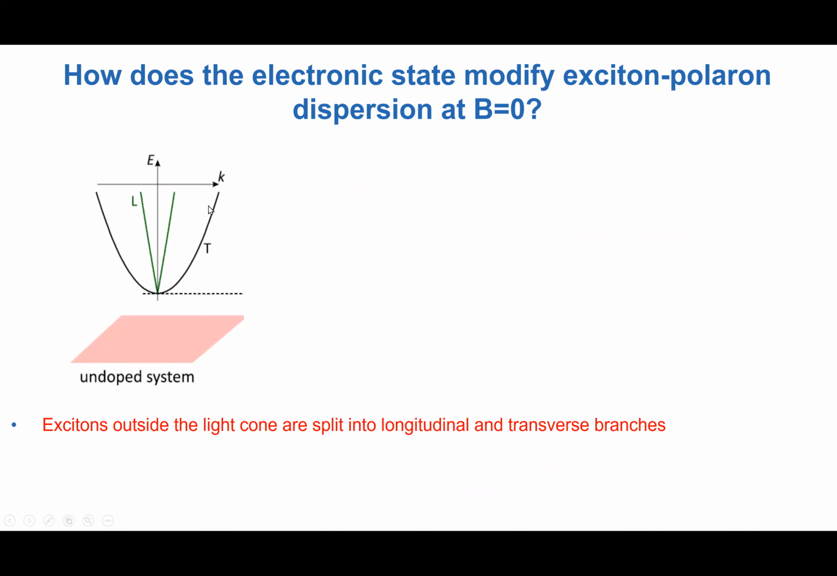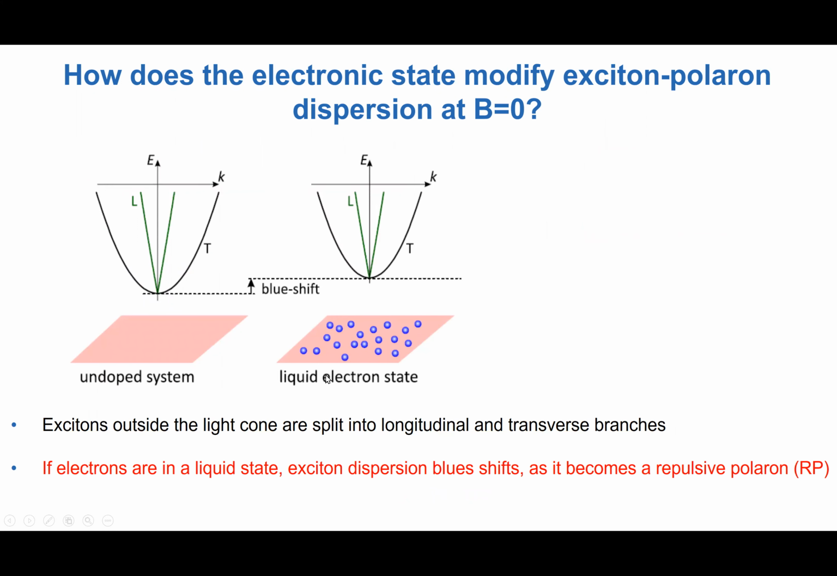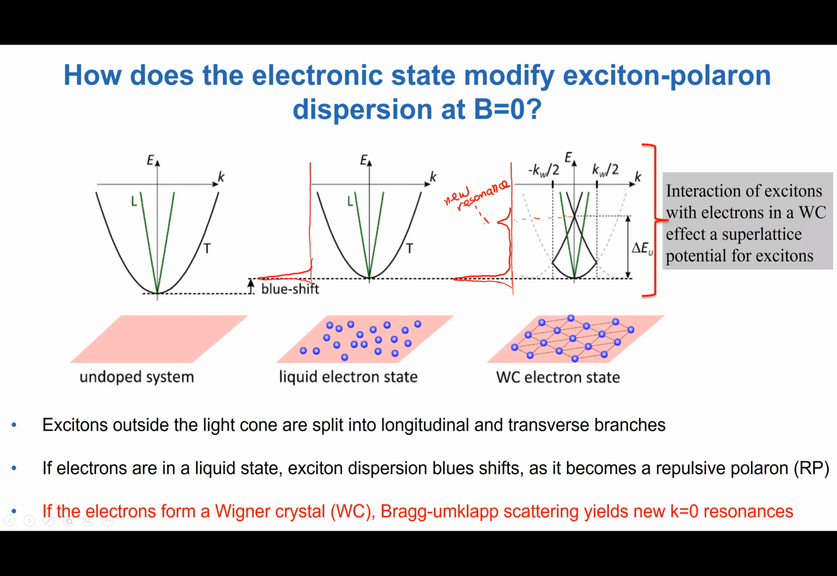So what happens now? We have an undoped system. We have this parabolic dispersion for the excitons. Now we inject the electrons, and if these electrons are in a liquid state, then these repulsive interactions blue shift the exciton resonance. The dispersion curve does not get modified. But if, by lowering the temperature, we can bring the electrons into a Wigner crystal state, then things change dramatically, because now the excitons no longer see a translationally invariant system. They interact with the electrons, and since electrons form this periodic lattice, the excitons are subject to a periodic lattice, and that modifies their dispersion relation.